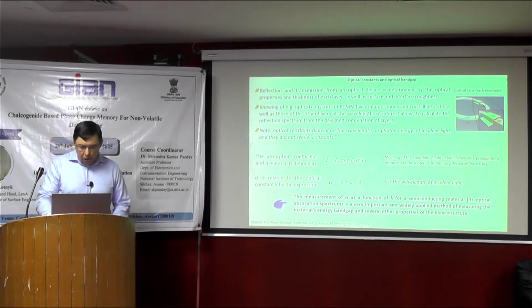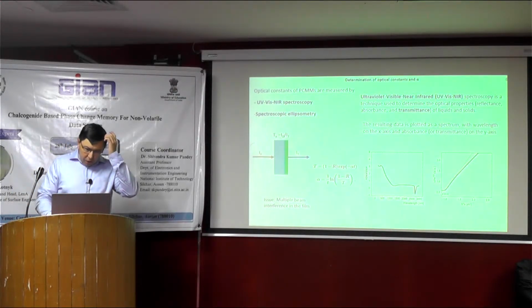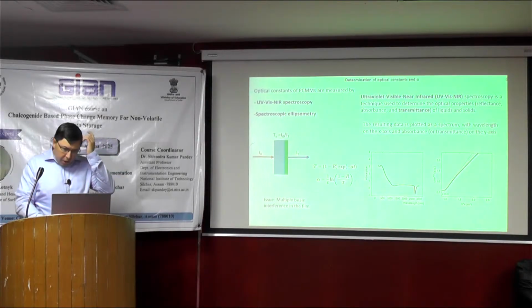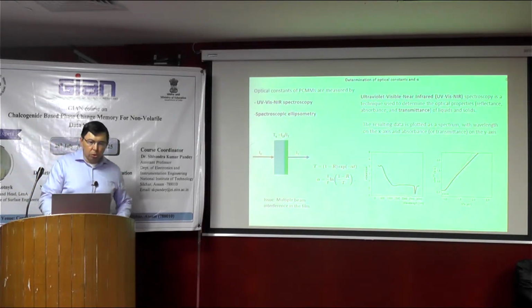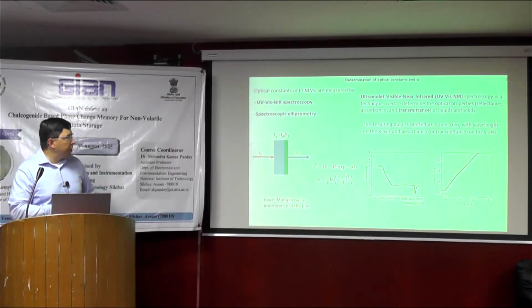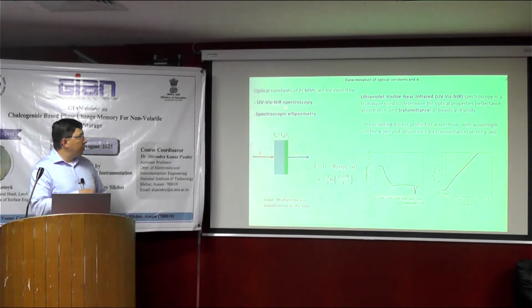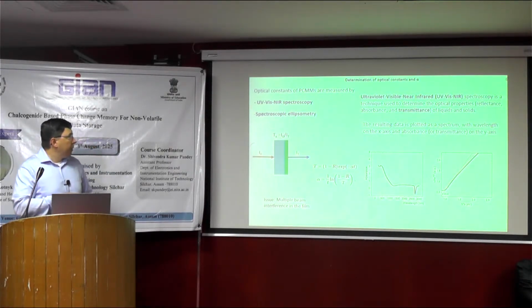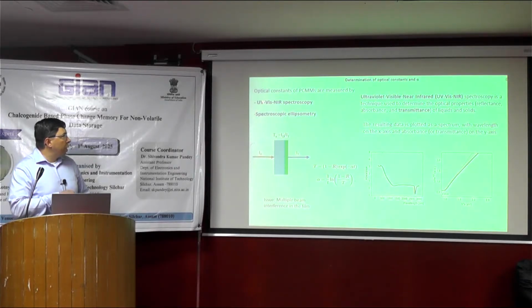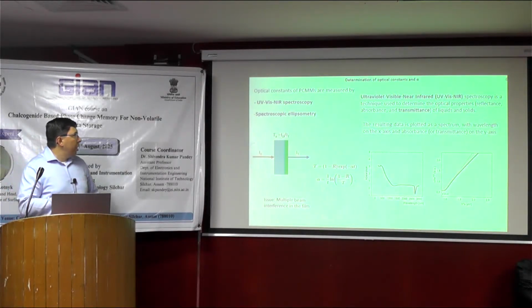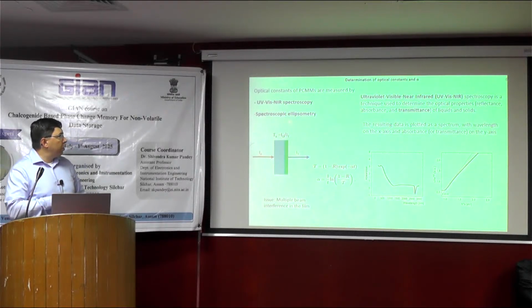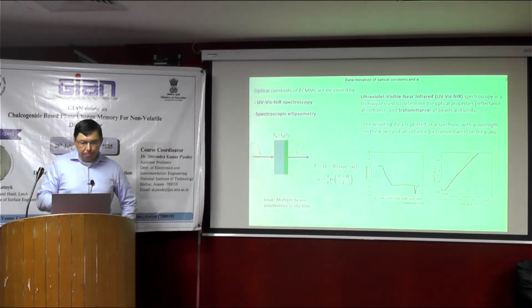So now let us consider how to measure this absorption coefficient. There are two famous techniques to do it. One is UV-Vis-NIR spectroscopy, which is ultraviolet visible near infrared spectroscopy. And the second is spectroscopic ellipsometry.